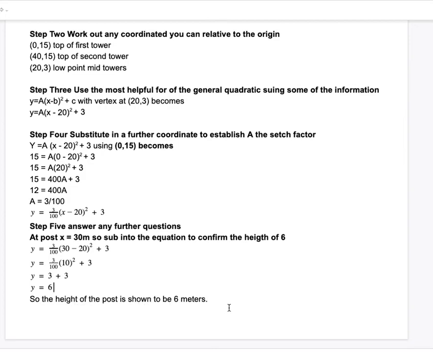Now, there could be other questions added to it, and in this case there were in the exam, but the general gist is the same. Then we might be using our algebra to find an intersection at a certain level or something like that. Okay, hopefully that's helpful.